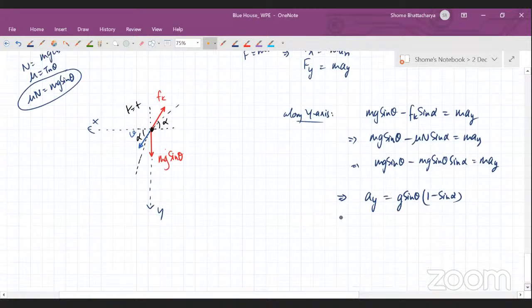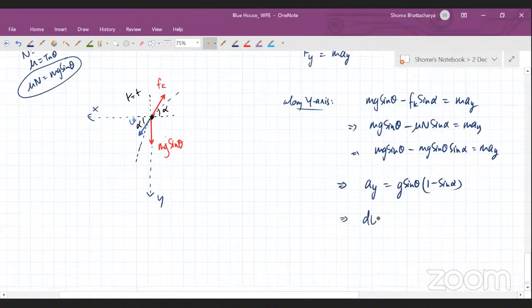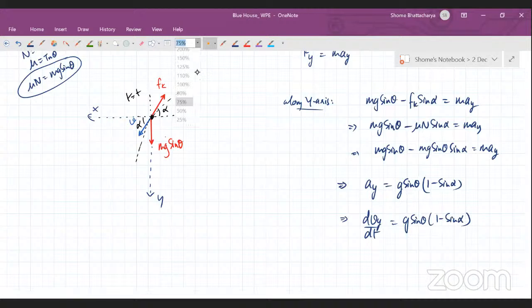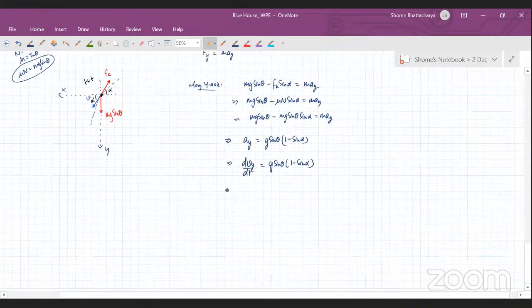Now the y component of acceleration is basically what? It is the rate of change of the y component of velocity. So next step, we can now integrate this term. So dvy is equal to g sine theta into 1 minus sine alpha dt.